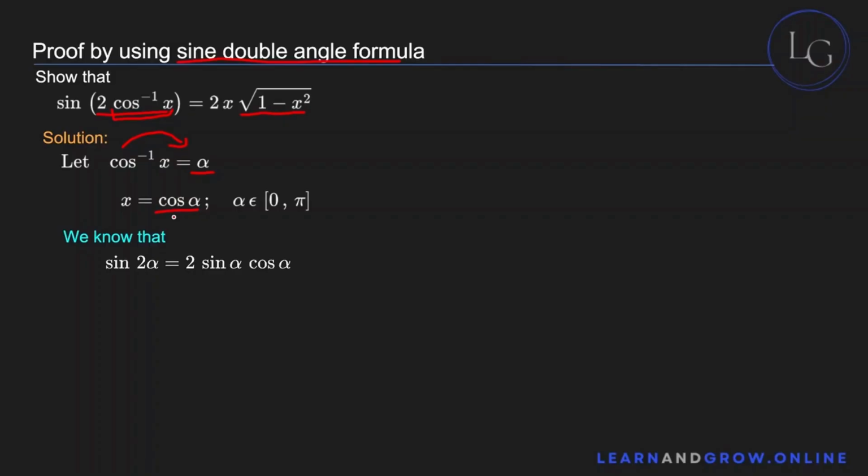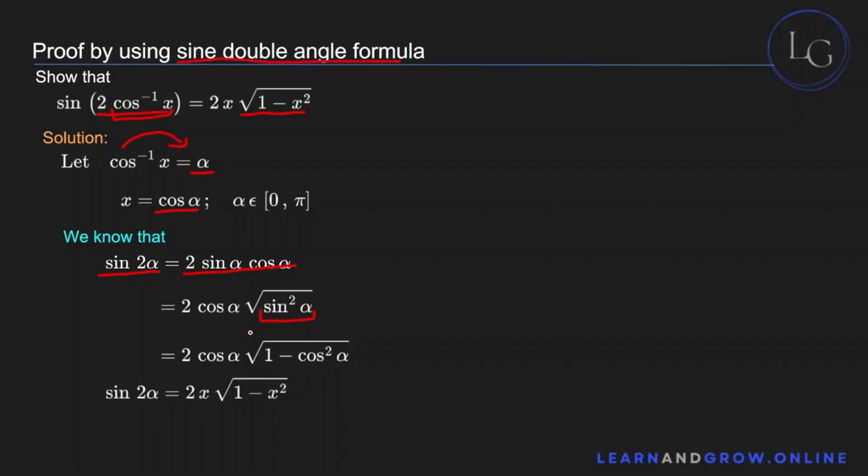So sine of 2 alpha is equal to 2 sine alpha cosine alpha, right? That's the sine double angle formula. And again, this is also equal to 2 cosine alpha into under root sine square alpha, right? Both of these apply for the sine 2 alpha. And again, the third one is 2 cosine alpha into under root 1 minus cosine square alpha, when you replace the sine square alpha with 1 minus cosine square alpha by another trigonometric identity.